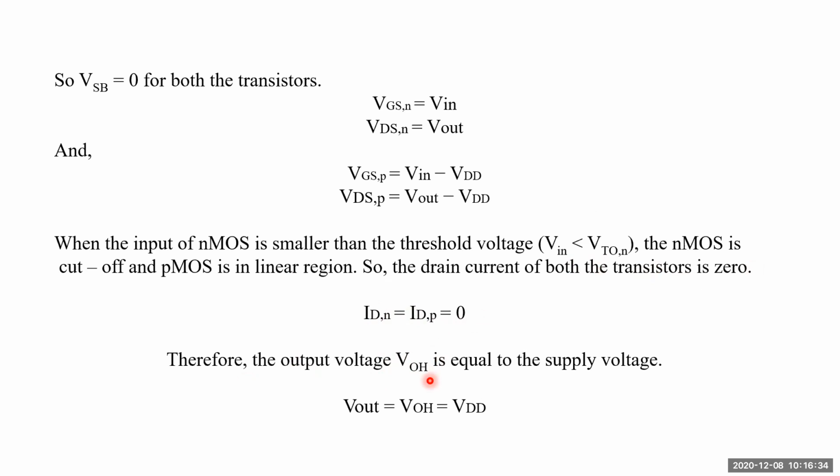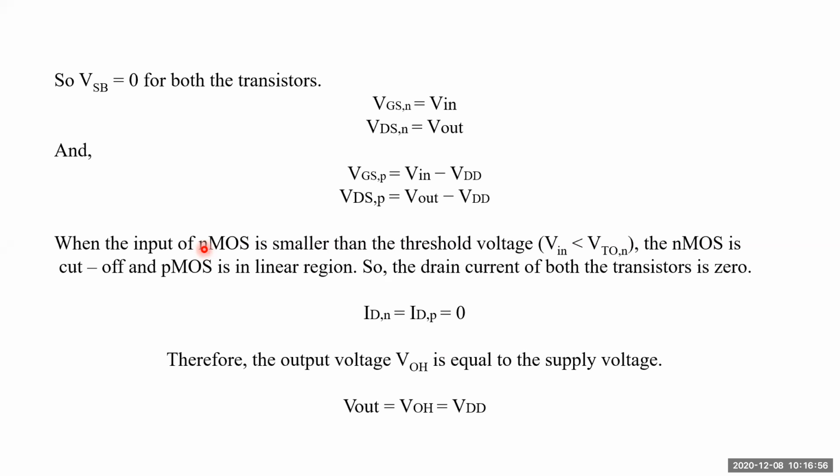Sir, once explain the before point, sir, when the input of NMOS is smaller than threshold. Yeah, fine. See now, whenever the input of NMOS is smaller than the threshold voltage, what is it? It is the minimum voltage to turn on the transistor. Means until and unless you don't supply the minimum voltage, your transistor will not be turning on.